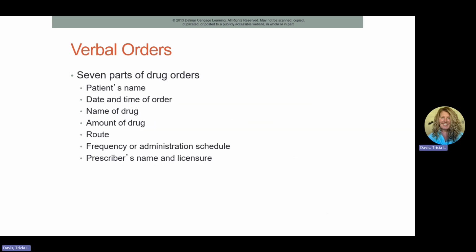So just to recap, what are those 7 parts of the drug order, which you do need to know for your exam? That's going to be your patient's name, the date and time of the order, the name of the drug, the amount of the drug, the route, frequency, or the administration schedule, and your prescriber's name and license.